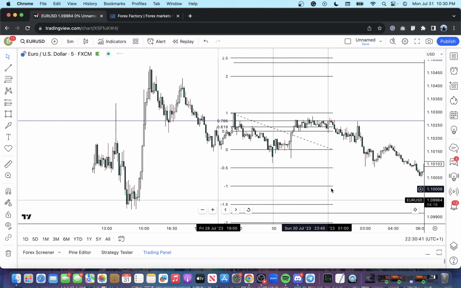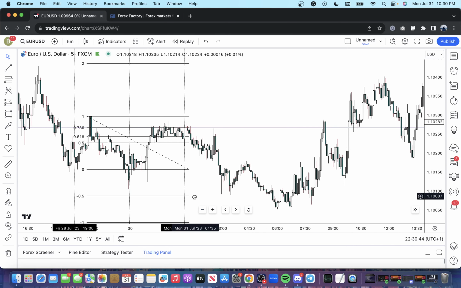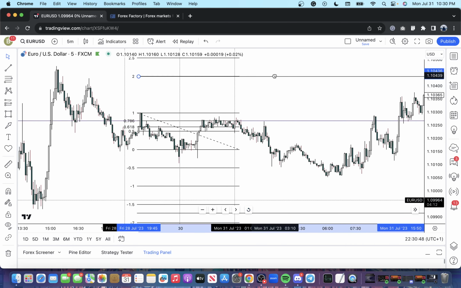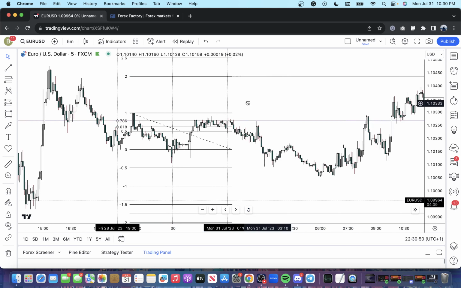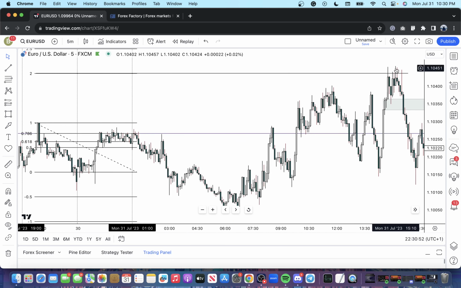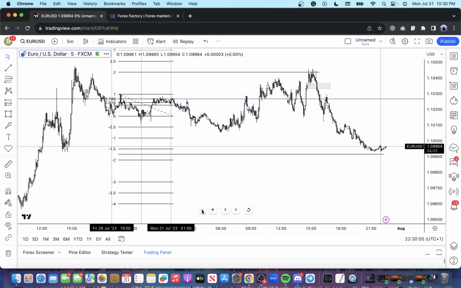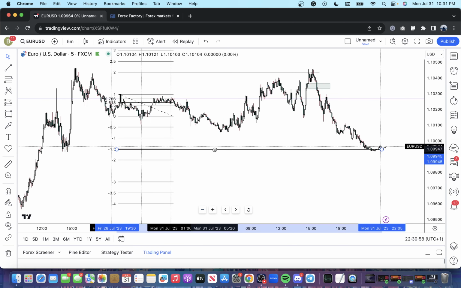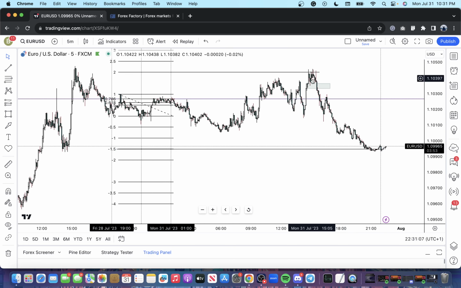Now, if you go and you look at the range, if you measure one standard deviation above our central bank delivery range, that gives us the high of the day. And if you measure 1.5 standard deviation below our central bank delivery range, that gives us the low of the day here. So we have the market go 1 standard deviation higher and 1.5 standard deviation lower in price.